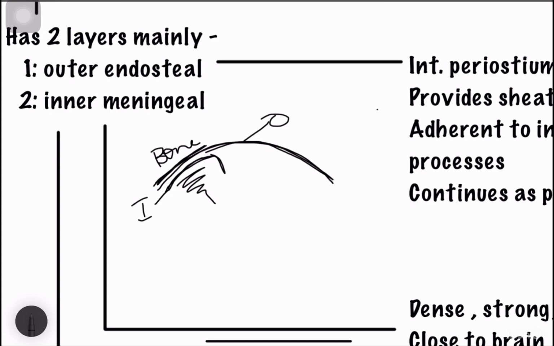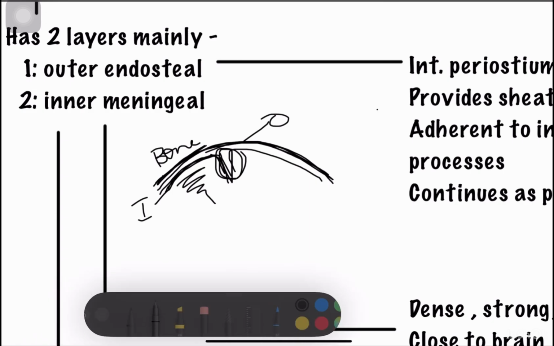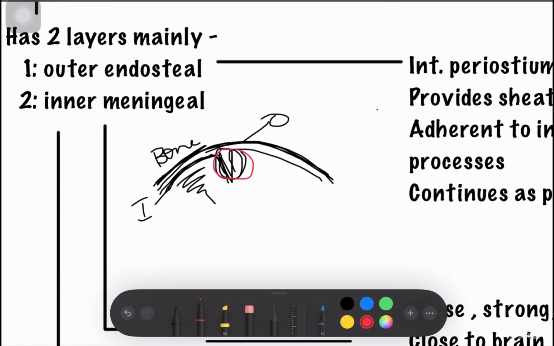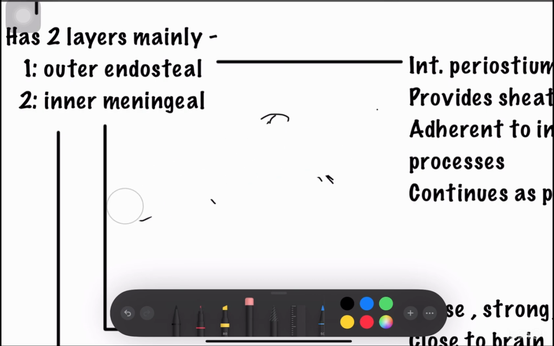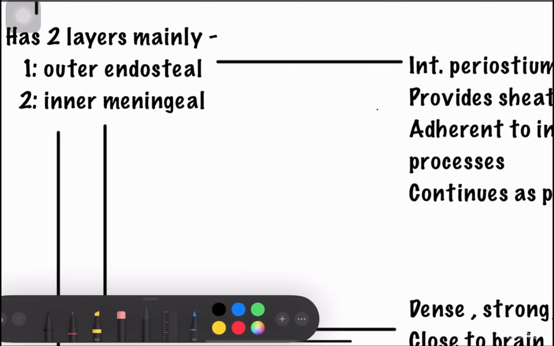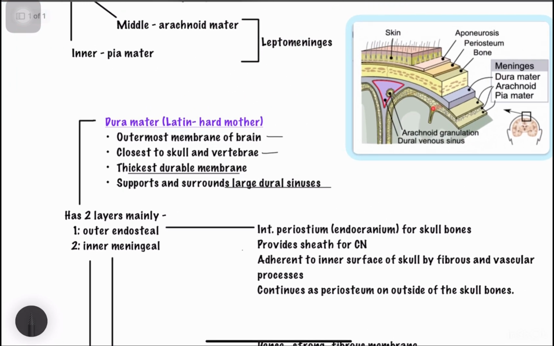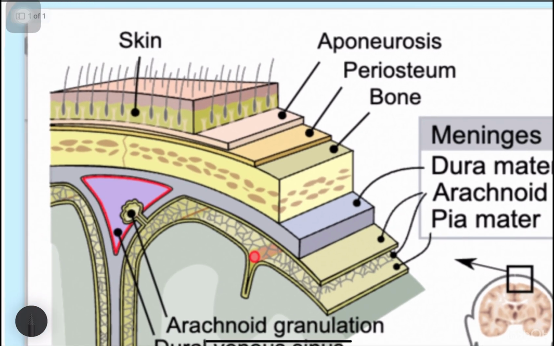Sometimes there is a space formed between the outer endosteal layer and the inner meningeal layer of the dura mater. These are known as the dural venous sinuses. This space created over here is known as the dural venous sinus. There is a clear diagram over here, where we can see the meningeal layers of the dura mater.